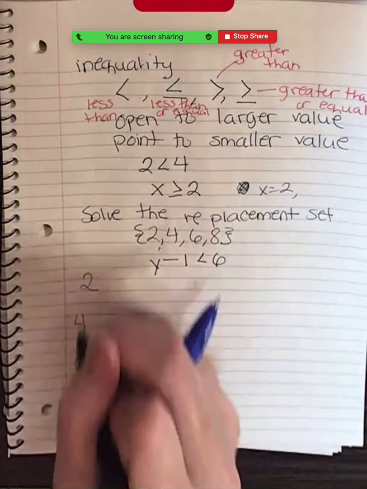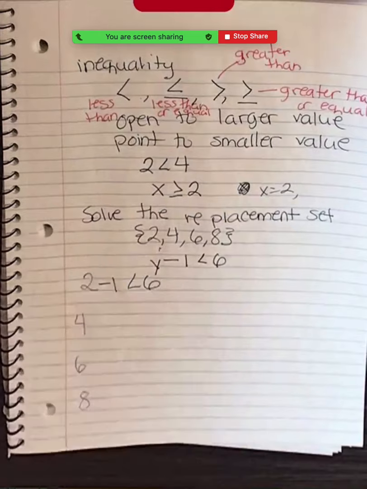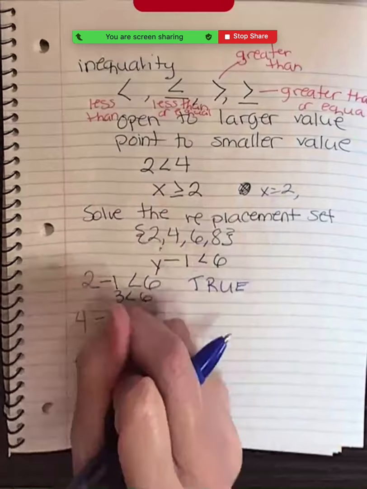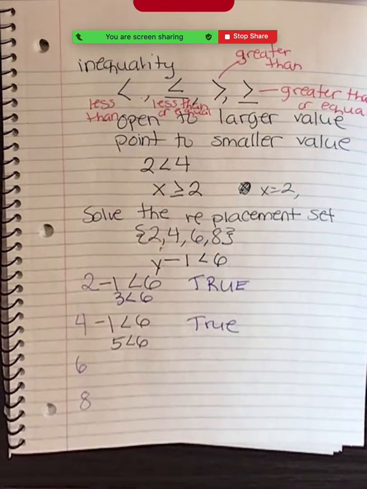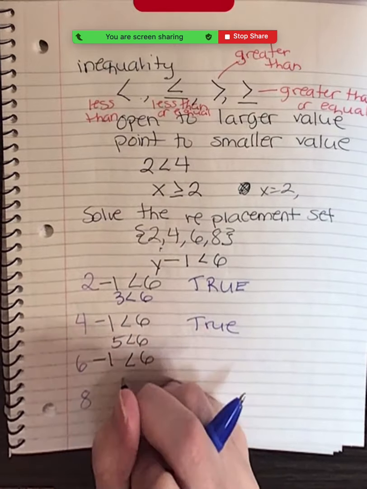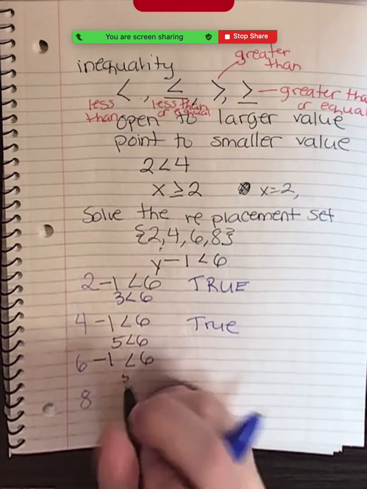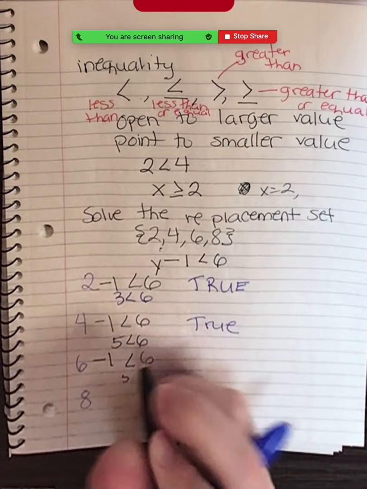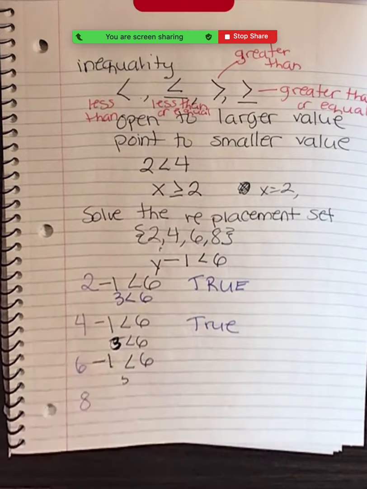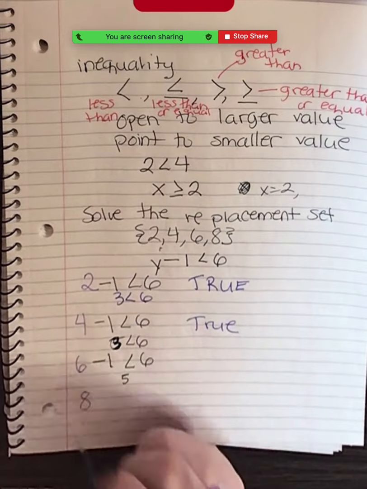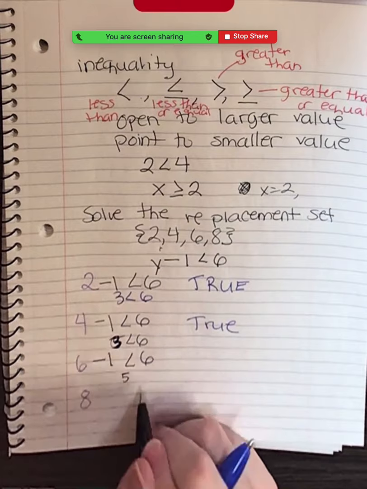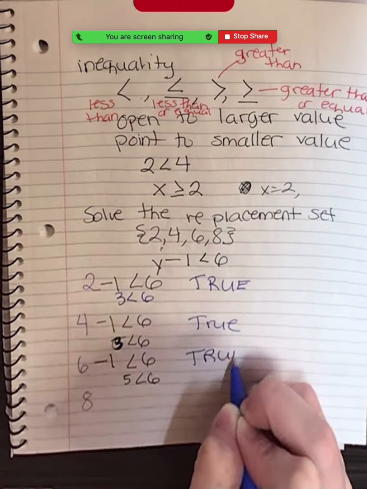Do the same thing with 4. 4 minus 1 is 3. Is 3 less than 6? Yes, so that's true as well. Whoops, I said 5 earlier; 4 minus 1 is 3, not 5, sorry, but it's still true. Then check 6. 6 minus 1 is 5. Is 5 less than 6? It is. So this is also true.